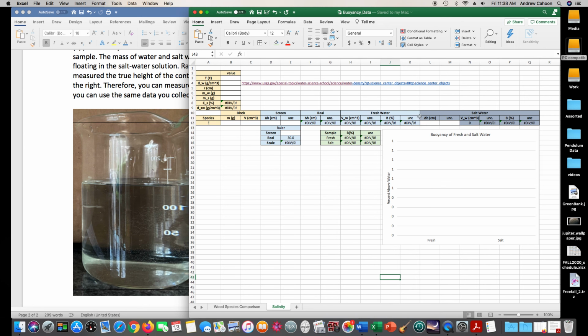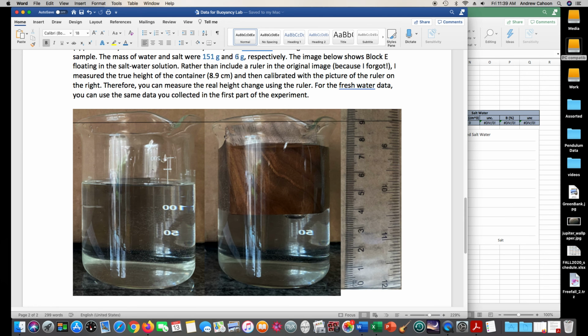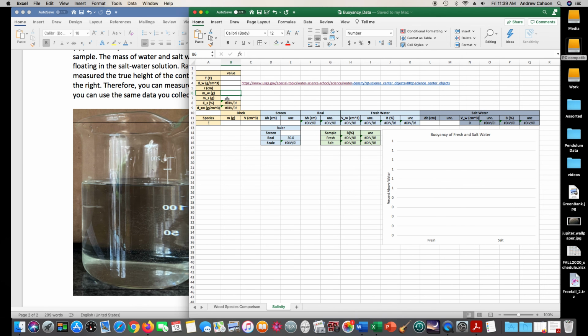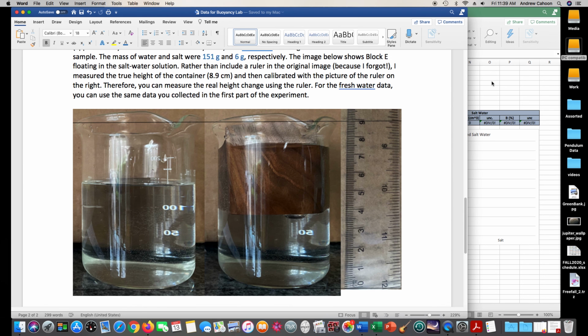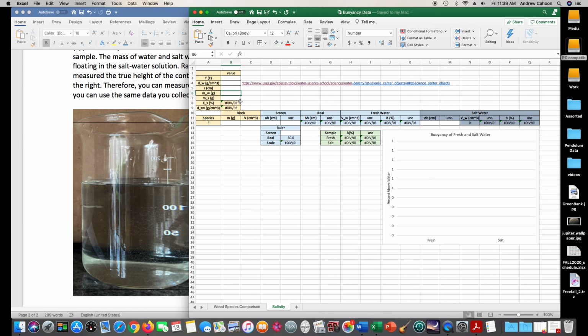This one goes really quickly because you already have all of this data collected. The temperature is the same temperature of water from the beginning. Then the density will be the same as before. It's the same container, so the same radius. The mass of water will be this number, and the mass of salt will be this number. The concentration of salt will calculate automatically for you, as will the density of salt water, and you should see a noticeable difference between the buoyancy in salt water and in fresh water.